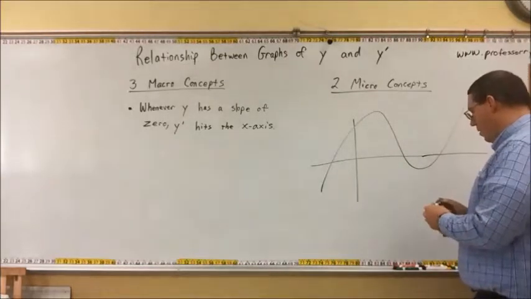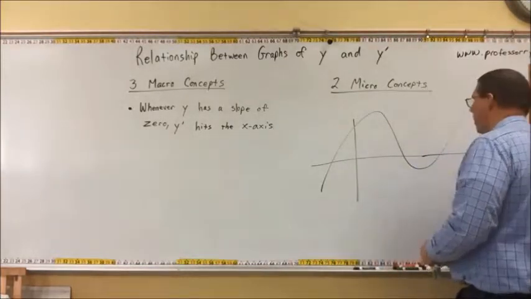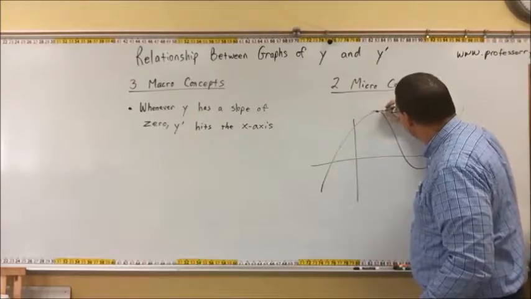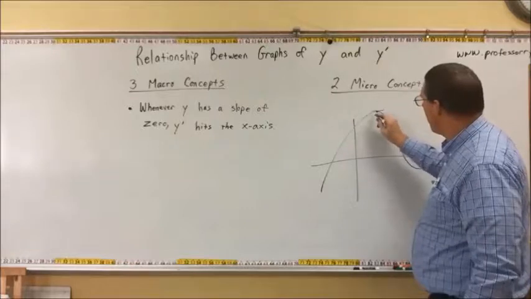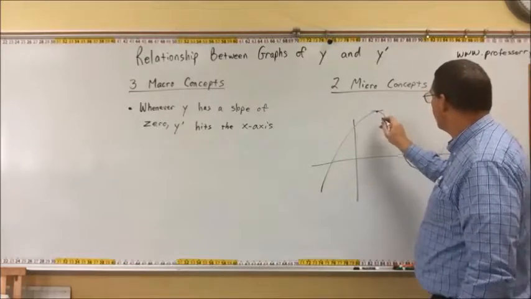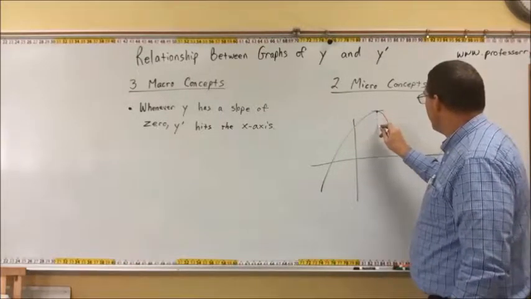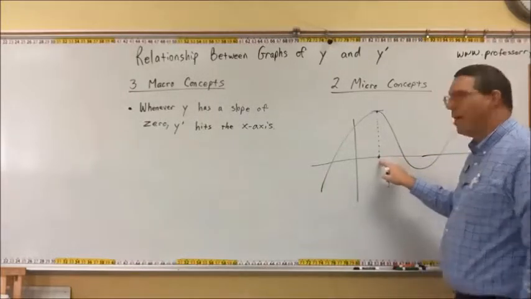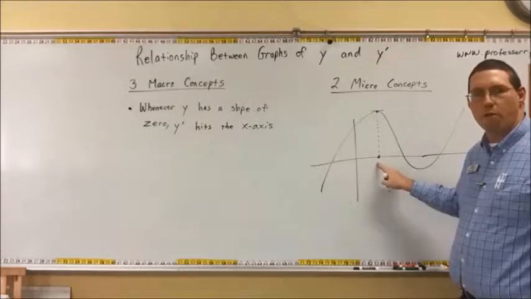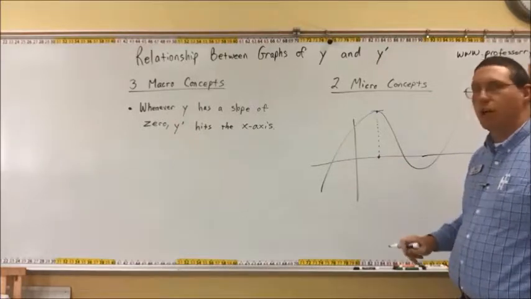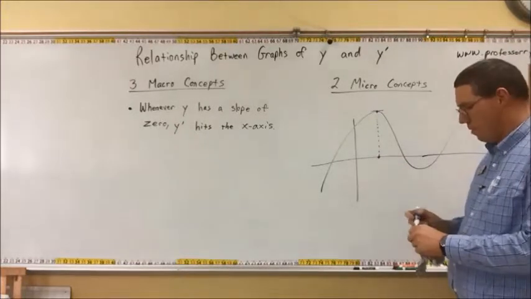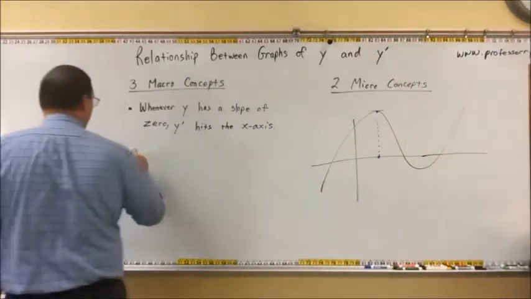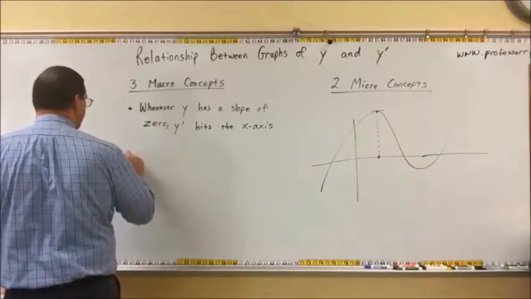Now, at this point right here, the slope of this function is 0. It has a slope of 0. Positive slope, negative slope, slope of 0. That means that at this x value right here, the derivative is going to hit the x-axis. It's either going to cross over the x-axis or it's going to just touch the x-axis. So that's the first macro concept.